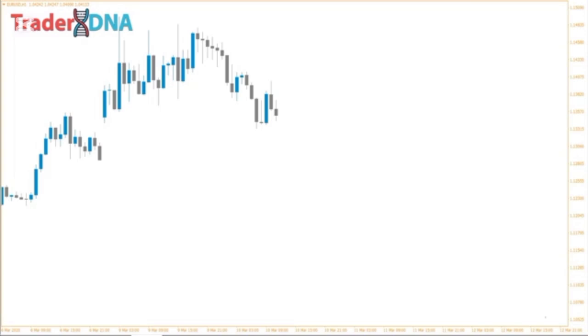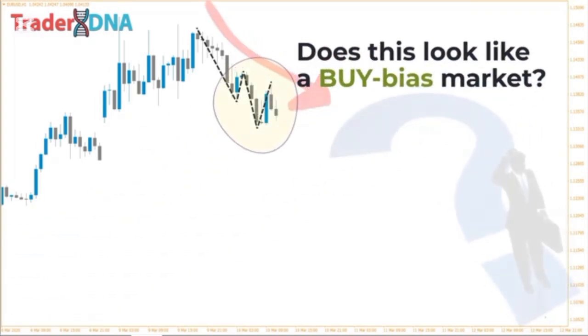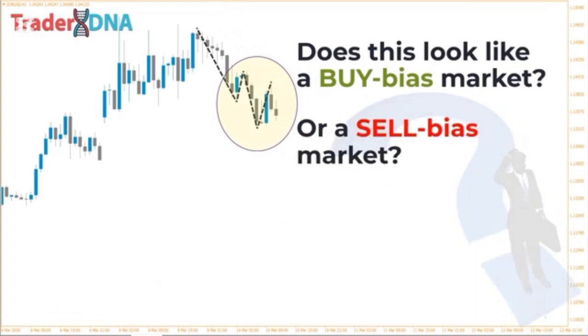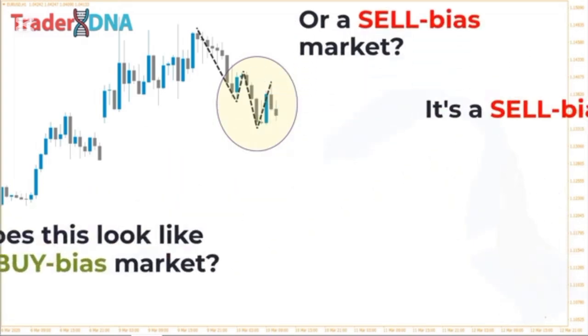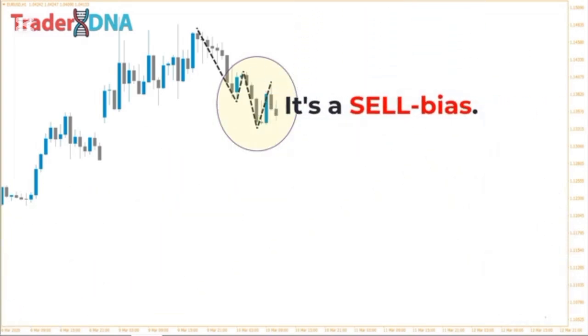On the hourly time frame chart, you can't miss it. The market structure is shouting downtrend. Just look at this. The price is pushing down, pulling back, pushing down again, then exhausting. Over and over, it's crystal clear. But here's the big question. Does this look like a buy bias market or a sell bias market? Come on. The answer's obvious. It's sell bias. Everything about this structure screams that the market is heading down.